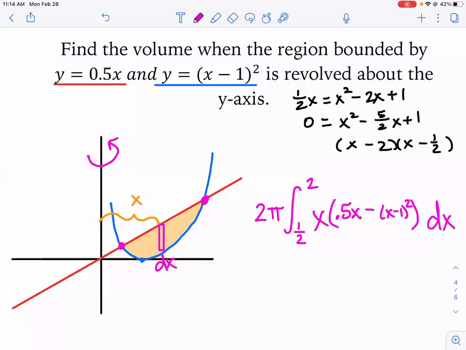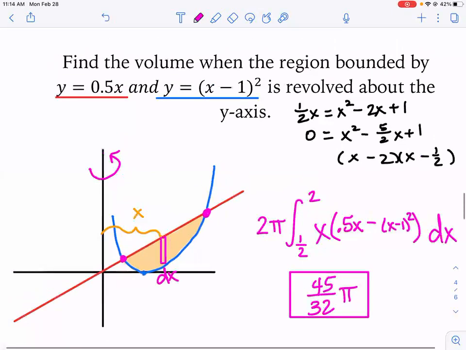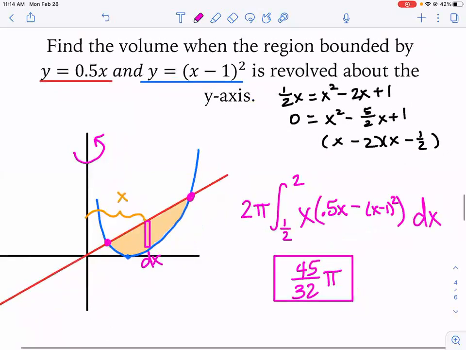Okay, Aaron, what'd you get? 45 over 32? Do we agree with Aaron? Weird number, but we'll go with it. Okay. Should we try another one? Aren't you glad you didn't have to do 2 integrals? Honestly, I really like the shell method. I think it's quite fabulous.